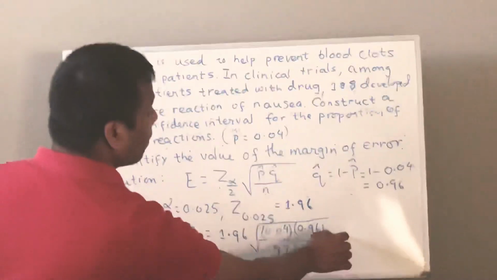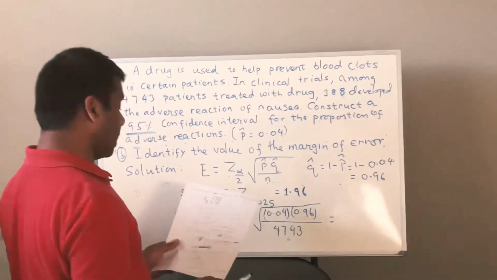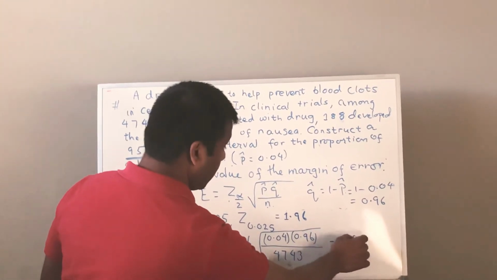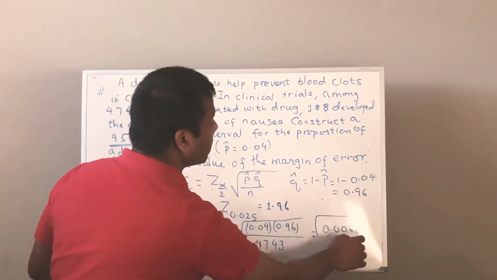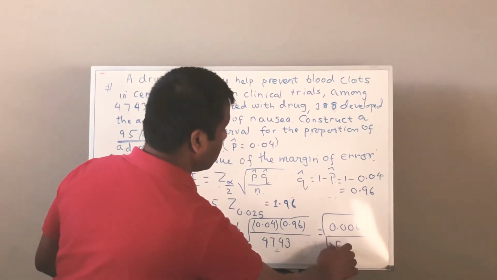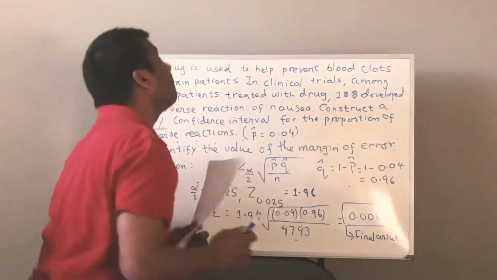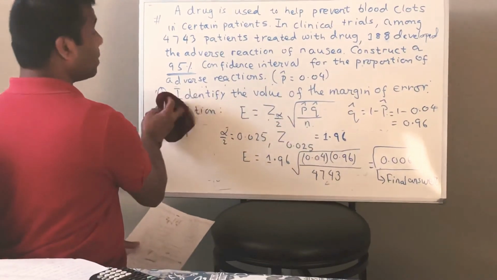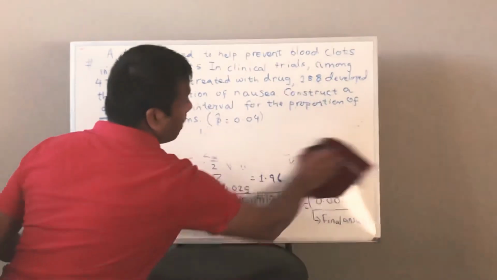So now you do a little bit of arithmetic using your calculator, and if you round to 3 decimal places, you will get 0.006. Okay, so this is the margin of error. So this is the final answer for part B. Okay, guys, this is the final answer for part B. Okay, so now let me erase that and take you to part C.